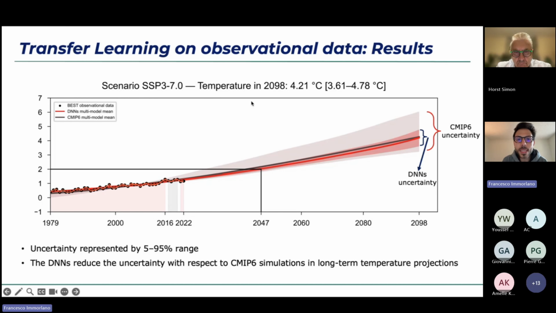The bold red line represents the global mean temperatures that were predicted by the ensemble of the DNNs with a corresponding uncertainty modeled again as the 5-95% range. The bold brown line is the global mean temperatures simulated by the ensemble of CMIP6 models, so averaged across the models with a corresponding uncertainty. We can notice that the uncertainty is largely reduced compared to the CMIP6 simulations, thanks to the information coming from the historical observations. And we also model the year where the 2 degrees threshold set by the Paris Agreement will be exceeded.